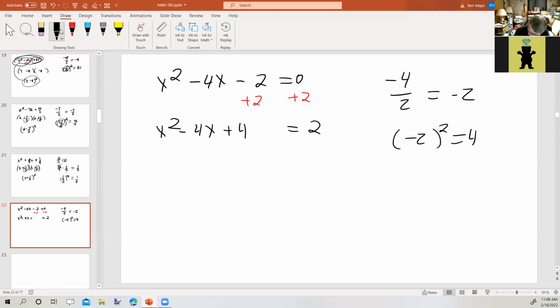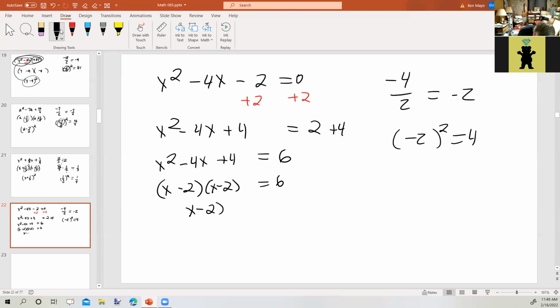And then I'm going to add it to the left. But now that we're actually dealing with an equation, if we add 4 to the left side of the equation, we must also add 4 to the right side of the equation. So now what I have is x squared minus 4x plus 4 equals 6. But on the left side of the equation, I have a perfect square trinomial: x minus 2 times x minus 2, which could be written as x minus 2 the quantity squared.